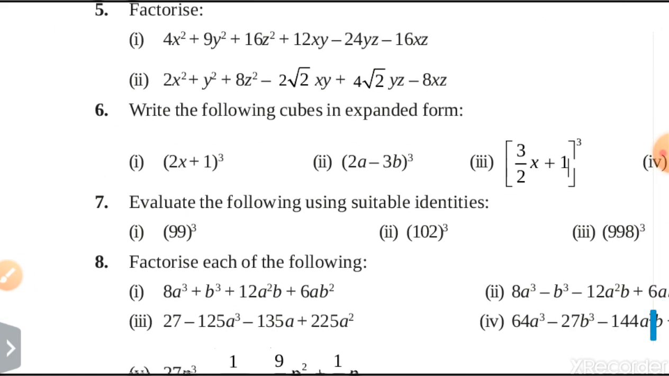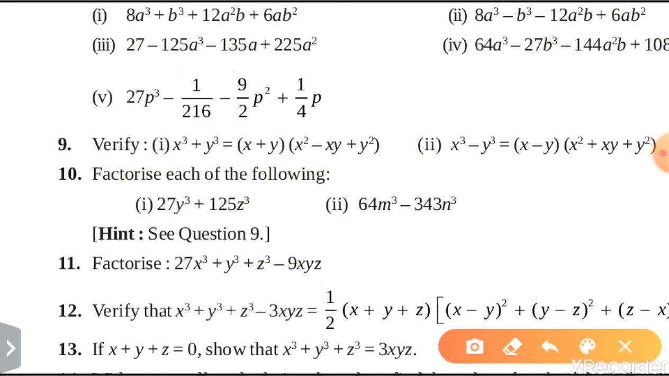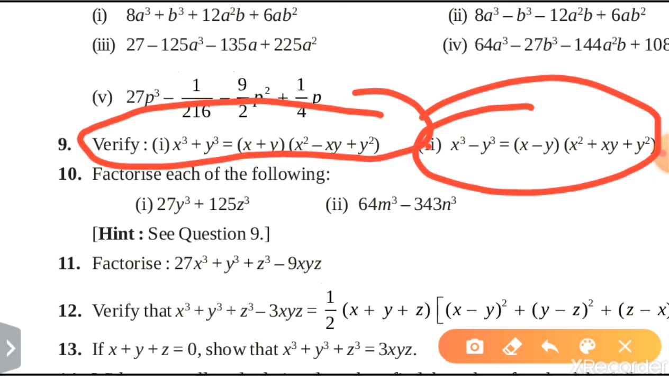You can learn these two identities too. Whenever you are writing all these identities before solving this exercise, you have to write all these identities above, and you have to write these two more identities also in your fair copy. Then we will solve the exercise.